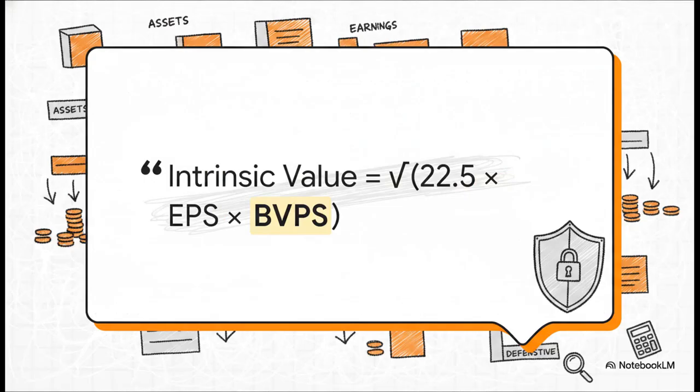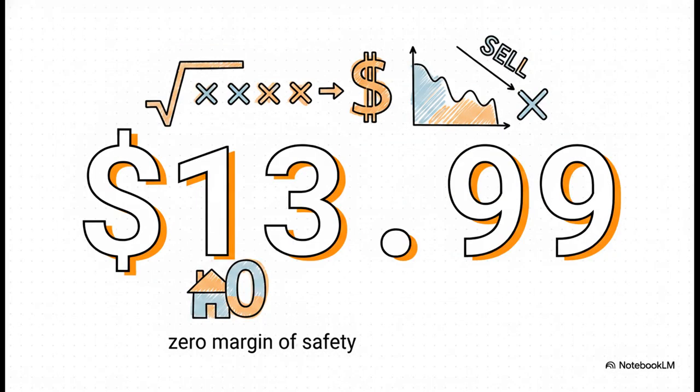Okay, now let's strip away the growth narrative entirely. Benjamin Graham uses a very strict intrinsic value formula designed for defensive investors. It's the square root of 22.5 multiplied by earnings per share multiplied by book value per share. He wants to be absolutely certain you aren't overpaying for the underlying assets and current earnings. Let's actually step through this math together. If we annualize their Q1 non-GAAP EPS of 31 cents, we get roughly $1.24 for the year.